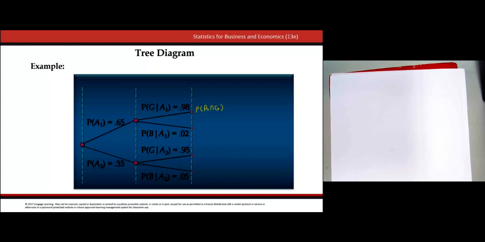How can we calculate this probability? We have G given A1 and the probability of A1. If you remember the conditional probability, what is G given A1? It is the probability of A1 intersect G divided by the probability of A1.